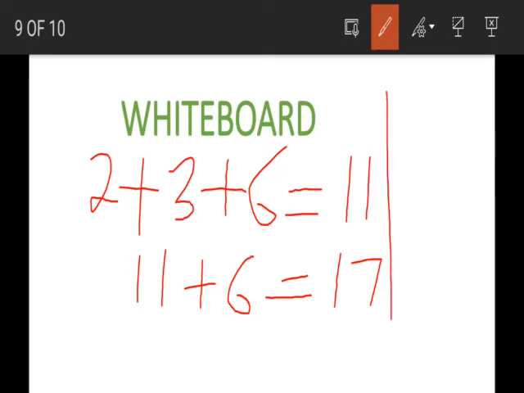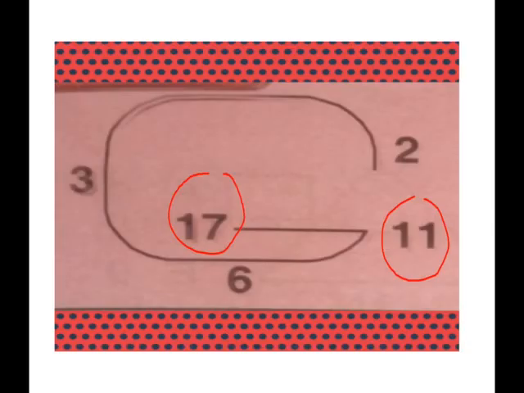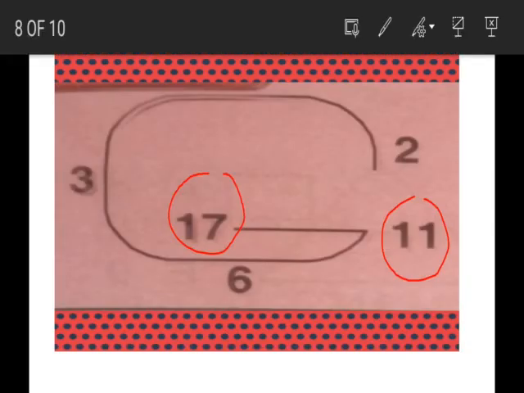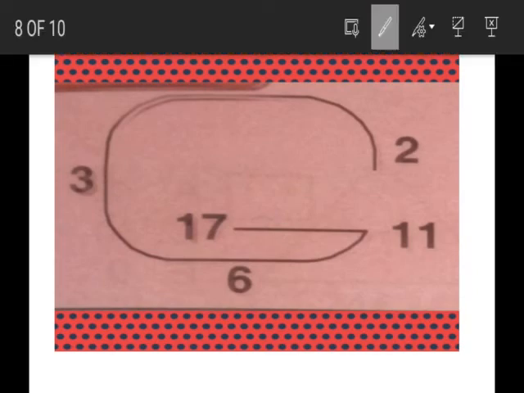Or you can do it the other way around to save time. What you simply do, just say 11 plus 6. Since this 11 is a sum of the 2, 3 and 6, what you simply do is add 11 plus 6, we get our 17. 11 plus 6 gives you our 17.